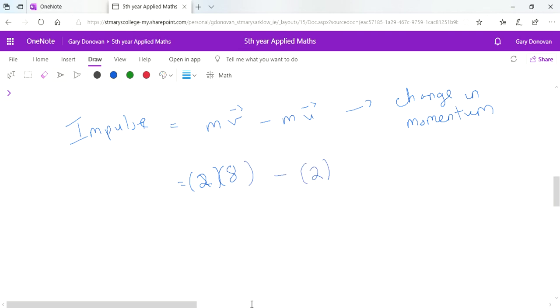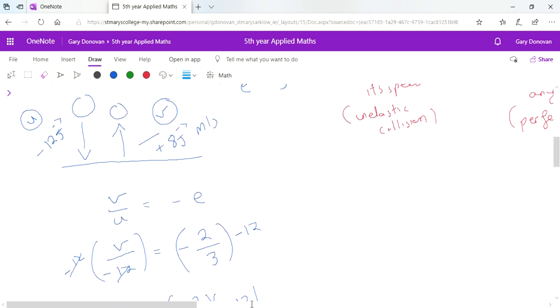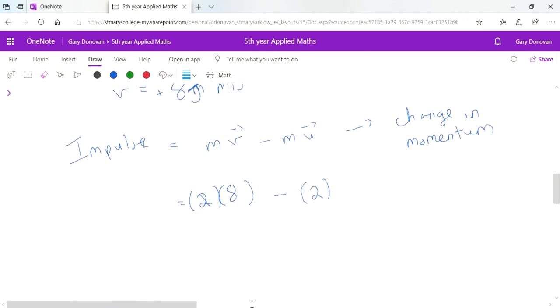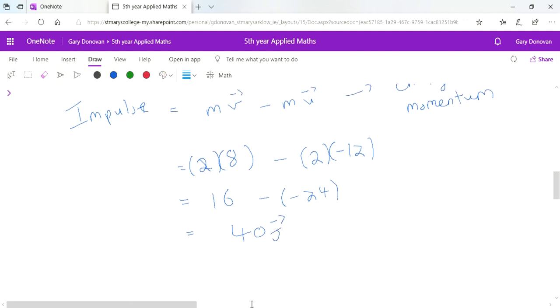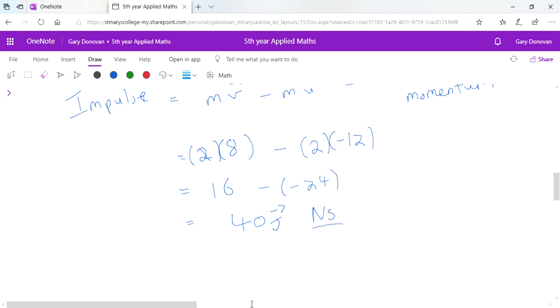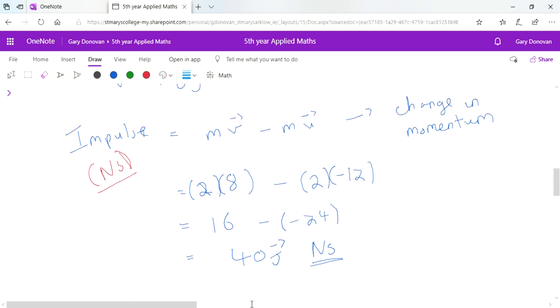minus the mass of the ball, which is 2, times its initial velocity, which was, now here's where you have to be really, really careful. It's not 12, it's minus 12. So make sure you put in that minus, because otherwise your answer will be wrong. So 2 times 8 is 16, minus 2 times minus 12 is minus 24. So we have 16 minus 24, which is 16 plus 24, which is 40j. Now the unit for this is Newton seconds. So actually make sure you learn that. The unit for impulse is Newton seconds. And again, we will come back to this, but at the moment I'm just going to give the equation. So that's the second equation you need to learn from today, impulse.